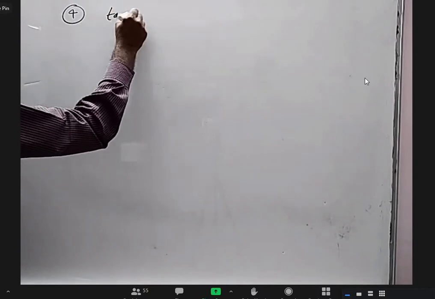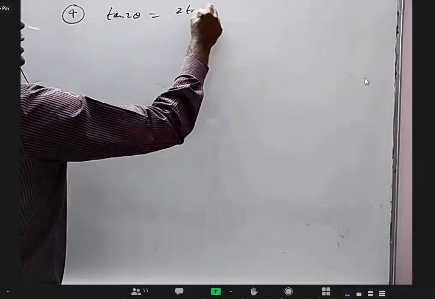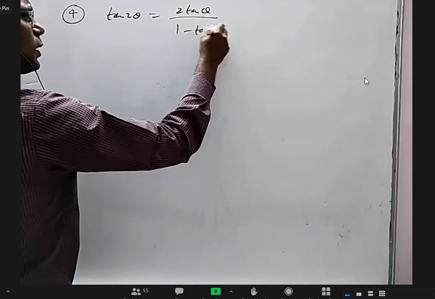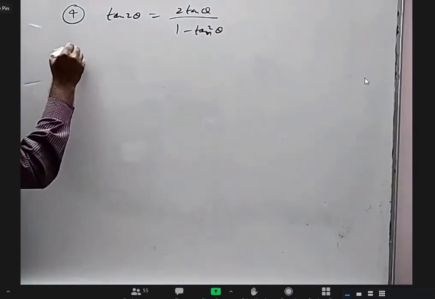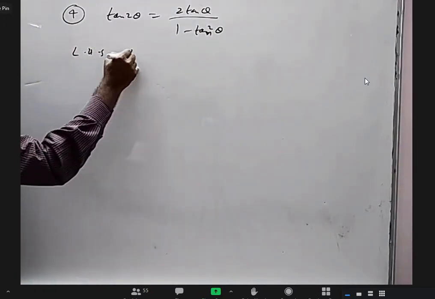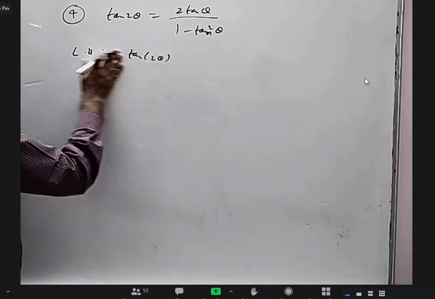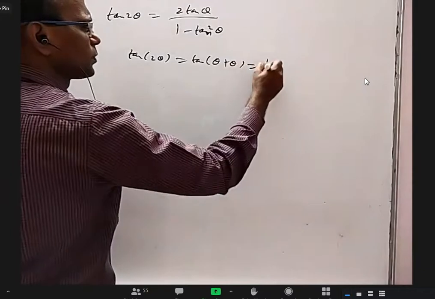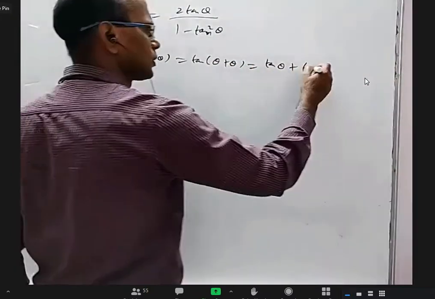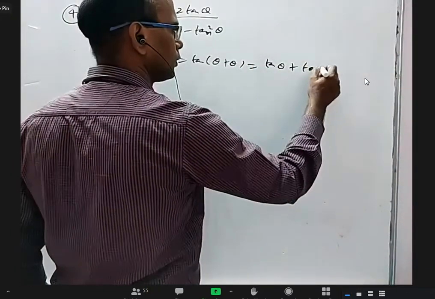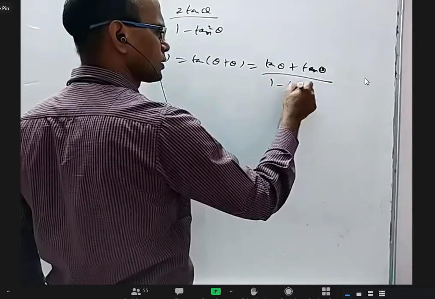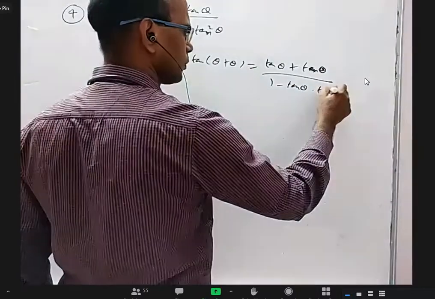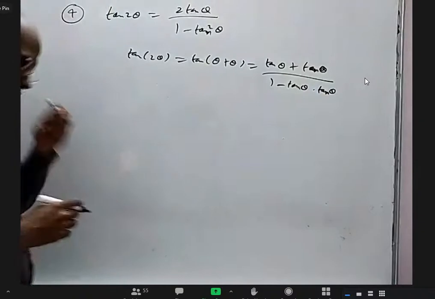Okay, sin 2 theta we have seen, cos 2 theta we have seen. So tan 2 theta is 2 tan theta by 1 minus tan square theta. I don't have to take time to prove it. Tan 2 theta, you can write tan of theta plus theta, and if you use the tan a plus b formula, you will get tan theta plus tan theta by 1 minus tan theta into tan theta.